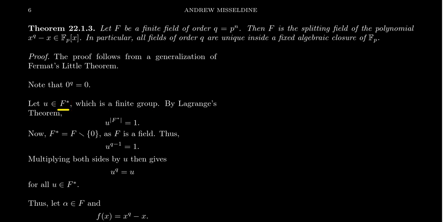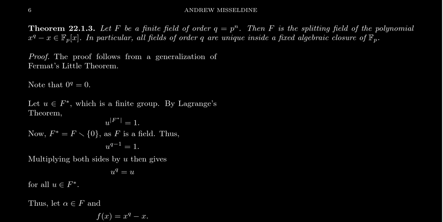Now, by Lagrange's theorem for finite groups, if you take an element of a group and raise it to the order of the group, that's always going to give you 1. Now, what's the order of F star? Every element of a field has an inverse except for 0. So the order of F star is just the order of F take away 1 element, because F star is just F take away 0. So the order of F star is Q minus 1.